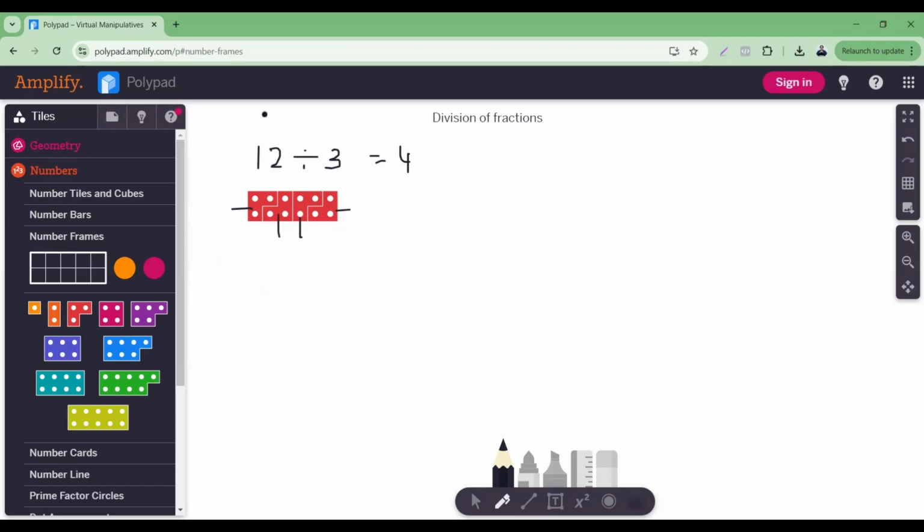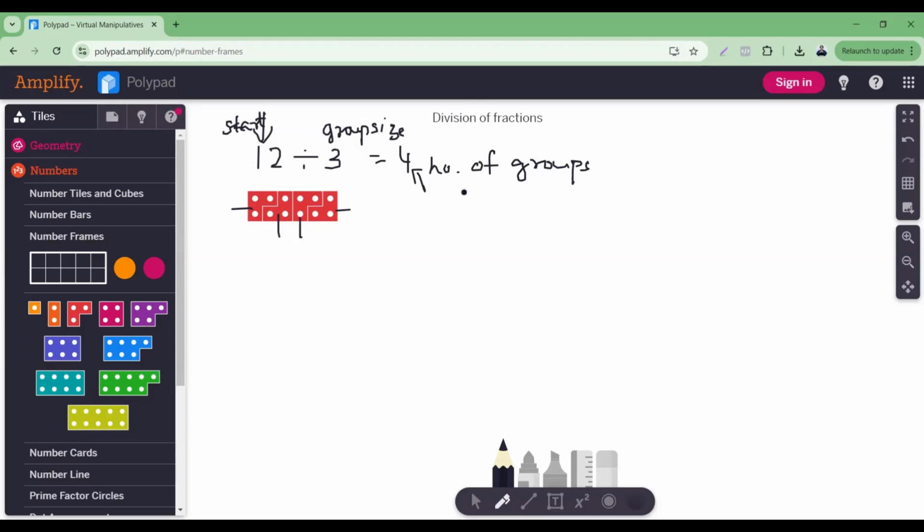So if this is the entire thing and this is the group size, then this will give me the number of groups, correct? So that is the meaning of our division. This is the beginning we start with, and the group size is 3. Now, how many such groups can be made? That will be my answer for division, right?